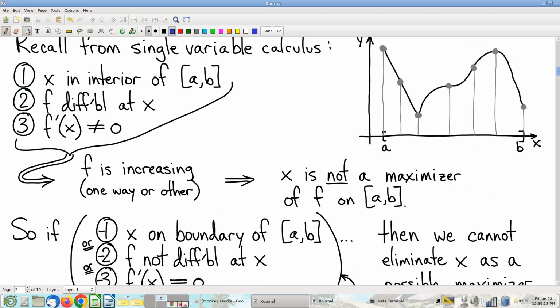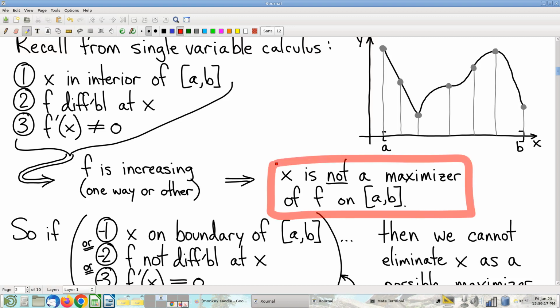The points that we can eliminate, here let me go ahead and do this in red. The points that are definitely not maximizers by this reasoning, all of these points along in here, all of these points along in here, all of these points along in here, and all of those points there. Practically all of them.